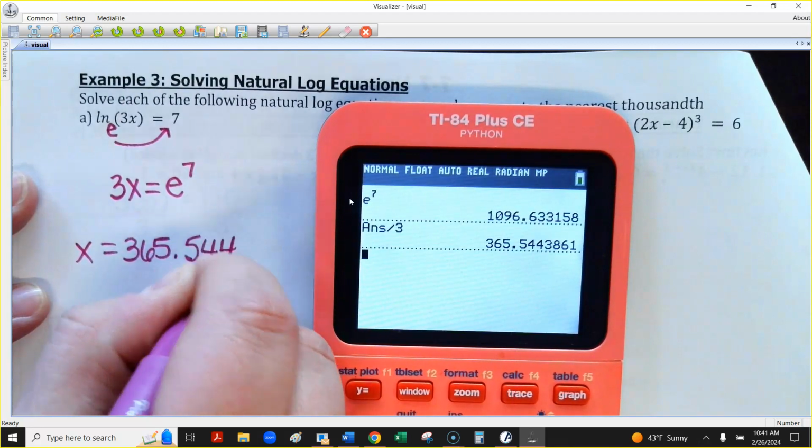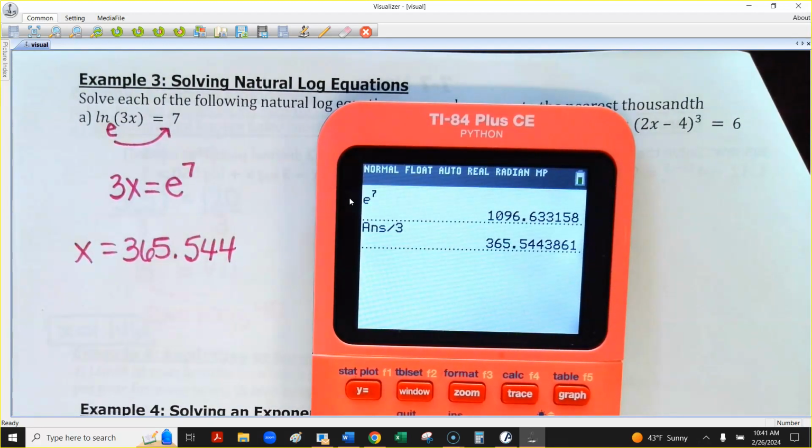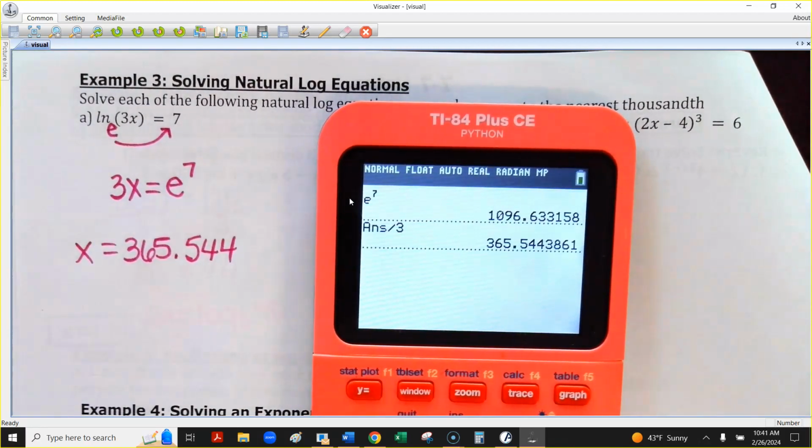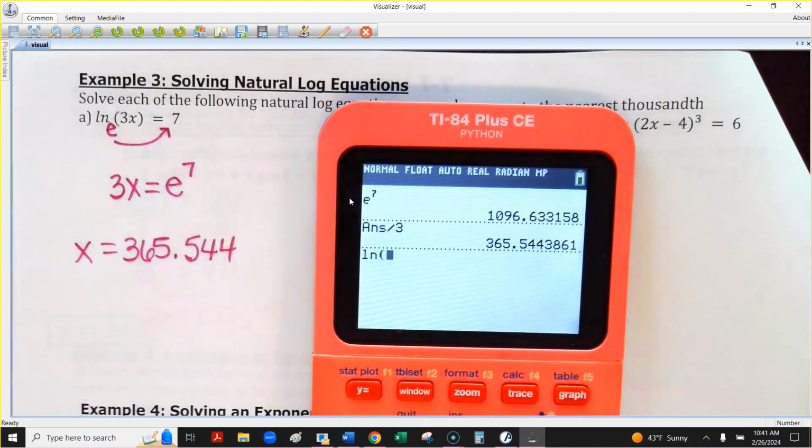365.544. These are easy to check because you actually have a natural log button on your calculator. So if you want to find that, if you have a graphing calculator, it's right next to the 4. If you have the E button, it's probably just the non-second function on that. So if I want to do 3 times that 365.544, I rounded it, so it's a little bit off, but it should be really, really close to 7. So these are easy to plug back in and check because you do have a natural log button on your calculator.